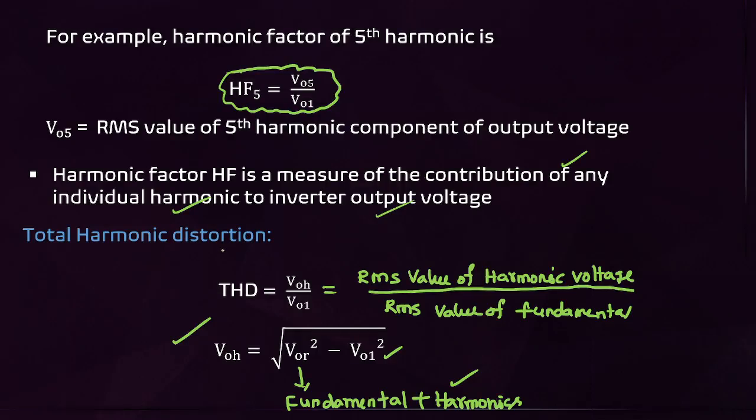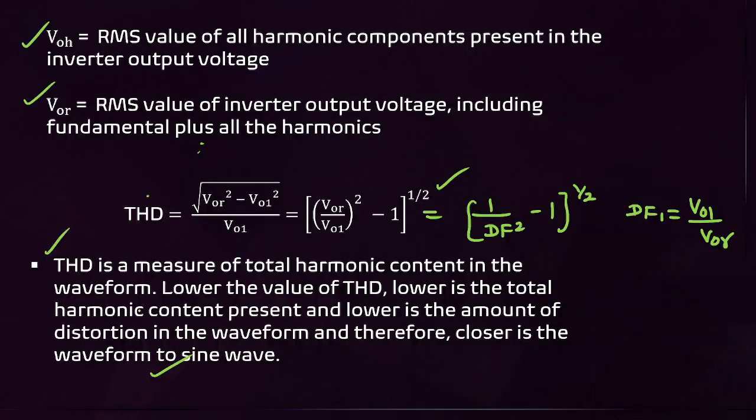Next, what is the total harmonic distortion? This is the formula: the RMS value of harmonic voltage by the RMS value of fundamental voltage. These formulas you can expect directly, or problems based on these formulas also, so you have to concentrate. These are the performance parameters of an inverter. And this is one more formula for total harmonic distortion that you already know.